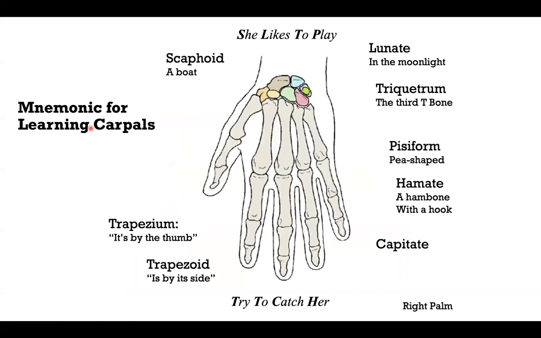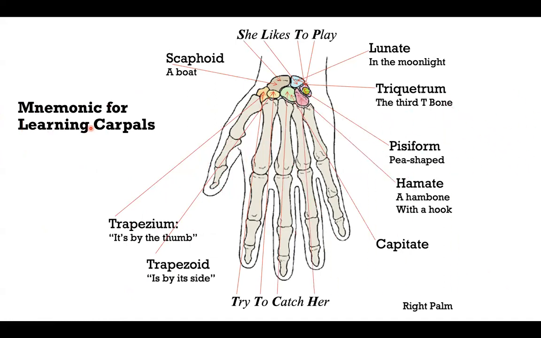In case you need a mnemonic to remember these bones, in the proximal row we have scaphoid, lunate, triquetrum, and pisiform. You can use "She likes to play." S is for scaphoid, L is for lunate, T is for triquetrum, and P is for pisiform. And for the distal row, "Try to catch her." Laterally is trapezium. Next to trapezium, we have trapezoid. Then we have capitate. And most medially, we have hamate. So this arrangement is from lateral to medial.